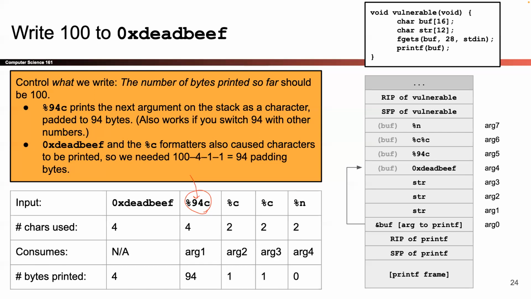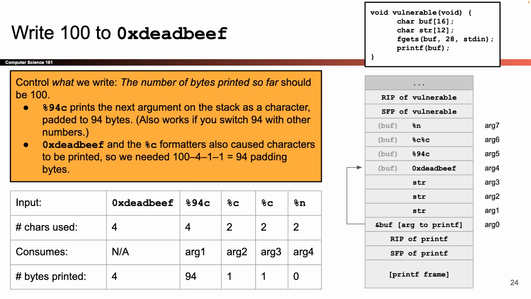That number in between tells me print out the character, but pad it using spaces until it's 94 long. So I'll go on the stack, get a character, and pad it with spaces until it's 94 characters long. So I'm probably going to print 93 spaces followed by a character. Why does printf do that? I don't know, printf trivia.